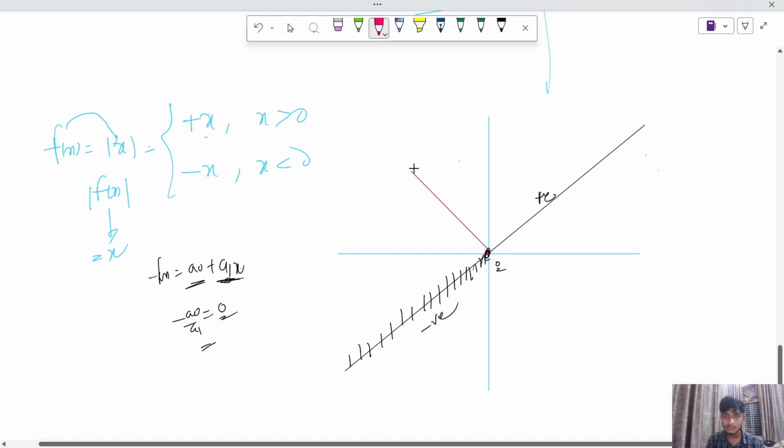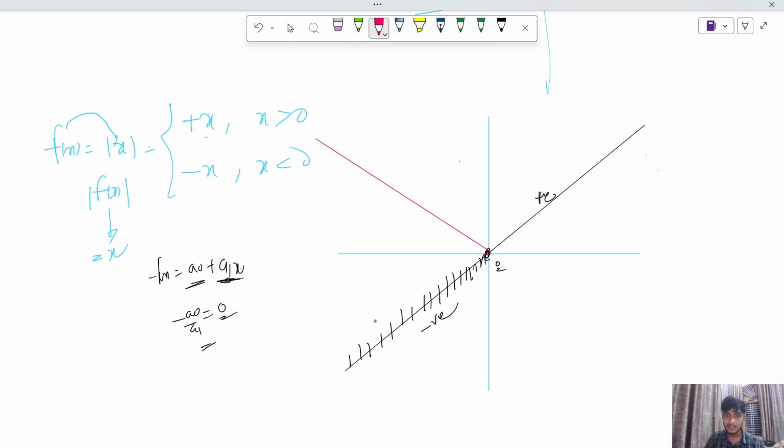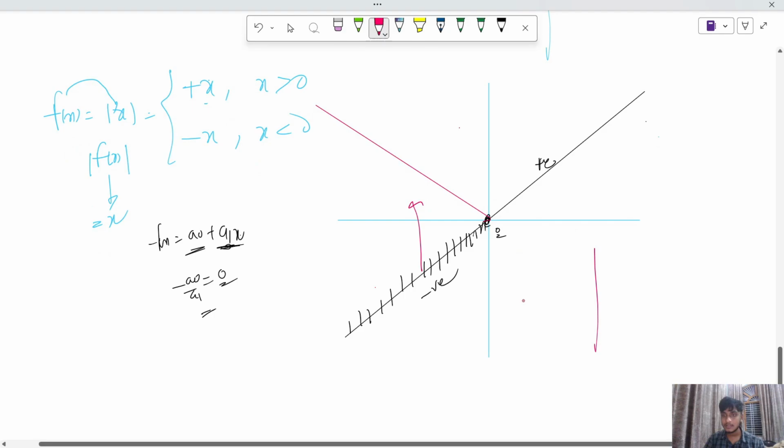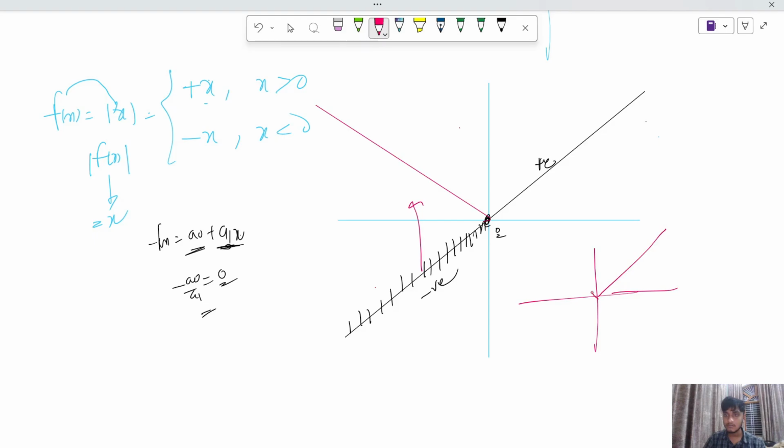Okay. So it will come somewhere like this. So this is like a mirror image where you shift upward. So this is how the modulus function looks like. So if I draw here, this is how modulus of x looks like.